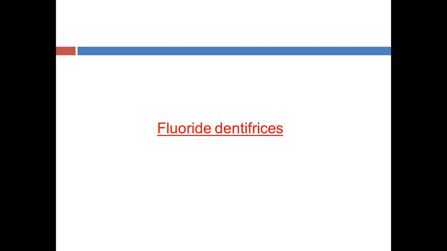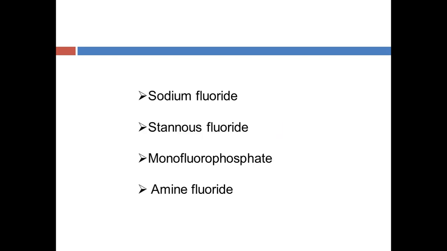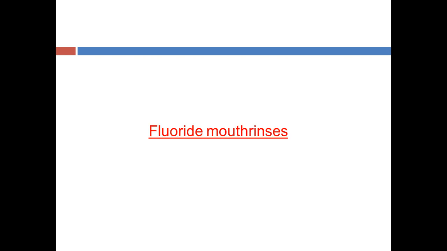Then coming to the fluoride dentifrice, this is the common thing that we use daily, routinely, and the compounds that will be present in the fluoride dentifrices will be either sodium fluoride, stannous fluoride, monofluorophosphate, or amine fluoride. High potency fluoride dentifrices have greater than 1000 ppm of fluoride, whereas low potency fluoride dentifrices have less than 1000 ppm, which are commonly called child formula dentifrices, that I have already covered in the plaque control measures.